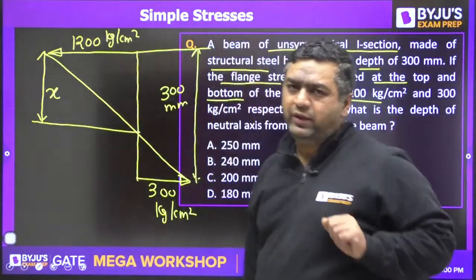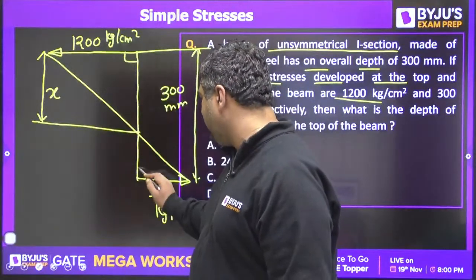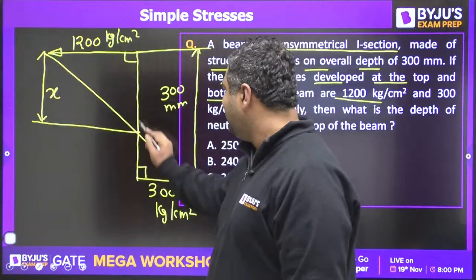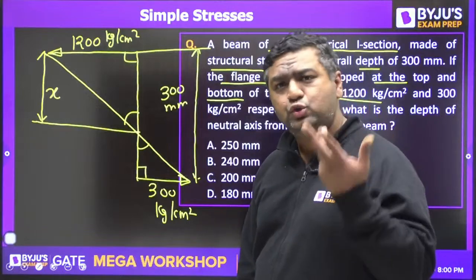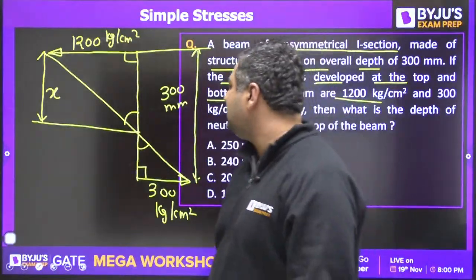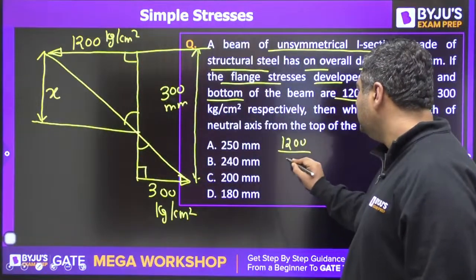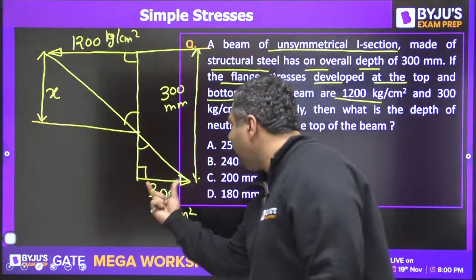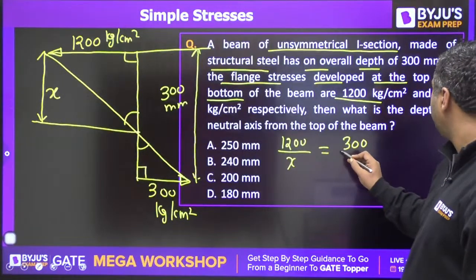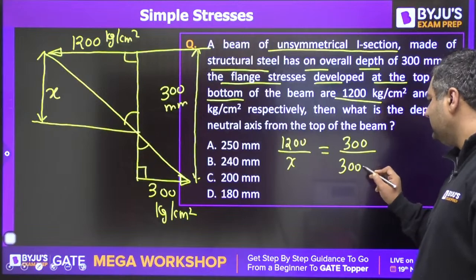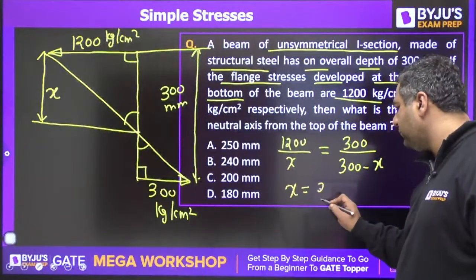So there are 2 ways to solve it. One way is similar triangles. You can see this is 90, this is 90. This angle and this angle are the same. So by angle similarity, because 2 are the same, the third would be the same. By angle similarity, you can say 1200 by x is equal to 300 by 300 minus x. This is one way, and you will get x to be 240 mm.